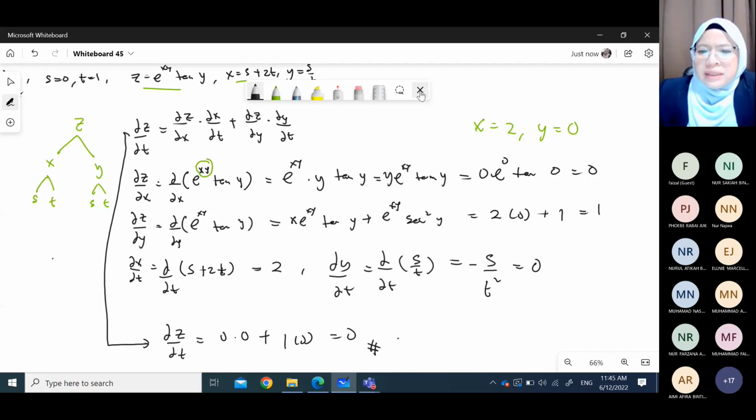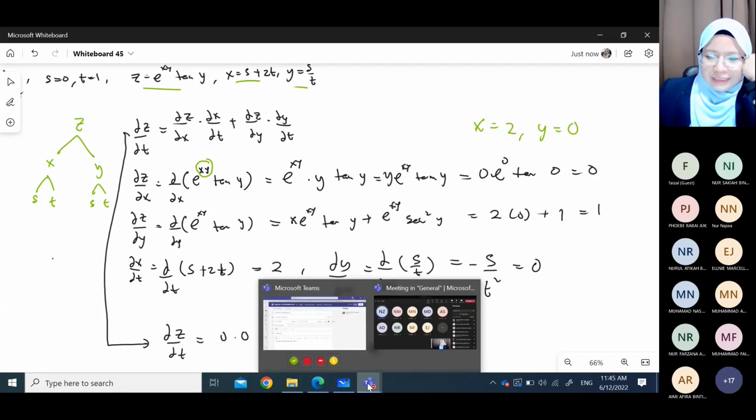Okey kelas, boleh ada soalan? Tak ada, senyap madam. Tak ada. Okey ya. Alright.